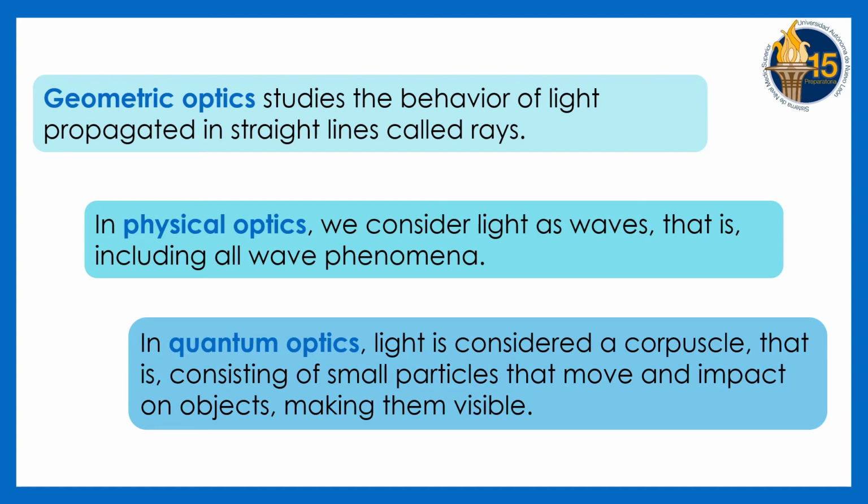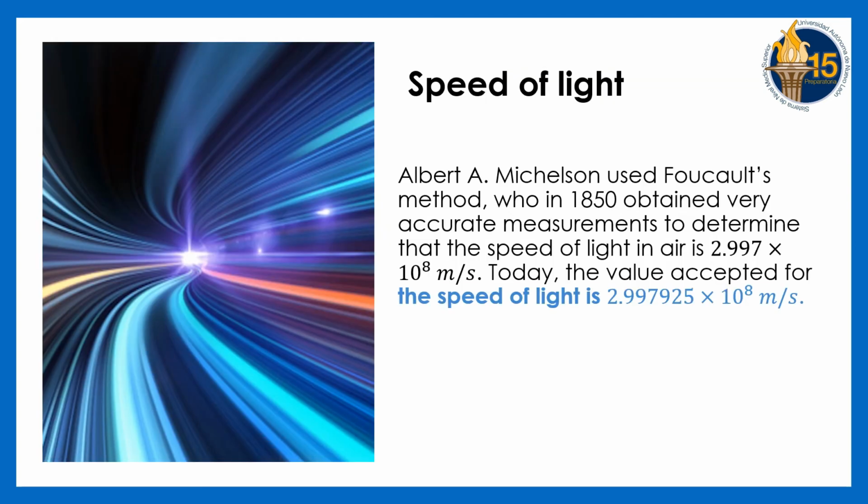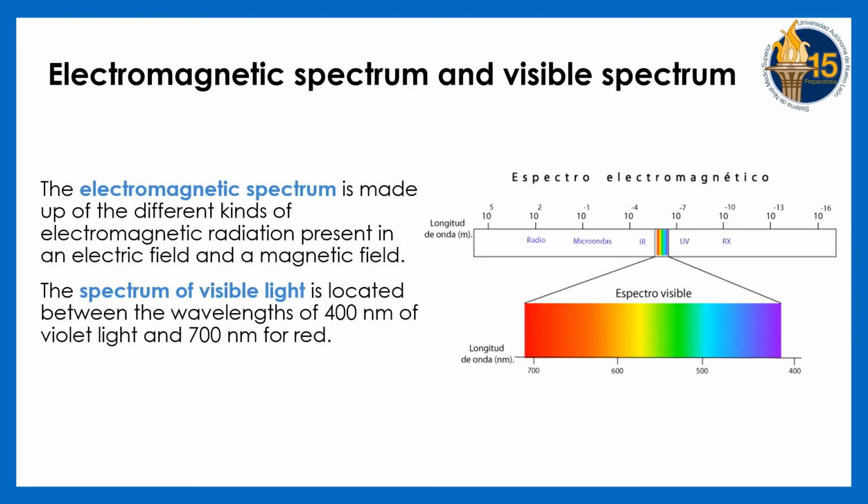This one considers the light as a corpuscle, that is, consisting of small particles that move and impact on objects, making them visible. Albert A. Michelson used Foucault's method in 1850, and he obtained a very accurate measurement to determine that the speed of light in air is 2.997 times 10 to the 8 meters per second. Today, the value accepted for the speed of light is this one. But to make it more practical, we only say that the speed of light equals 3 times 10 to the 8 meters per second.